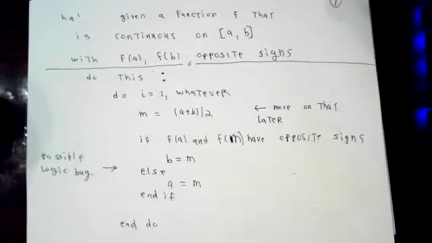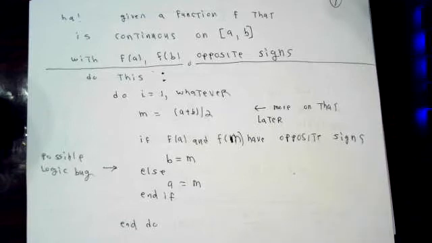Obviously, you could continue doing this as long as you feel like, at least if you're doing exact arithmetic. So we've got this situation. We've got the premise that we have a continuous function on an interval from a to b. f of a and f of b have opposite signs, and what we'll do is this. We'll go around in a loop a bunch of times.